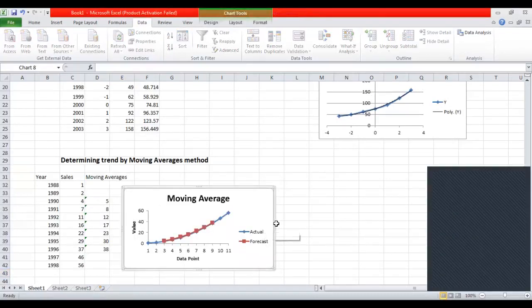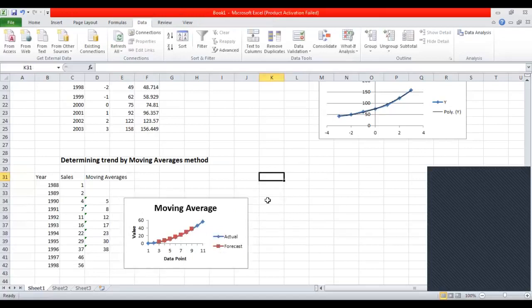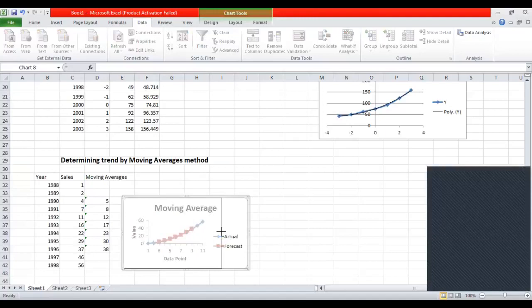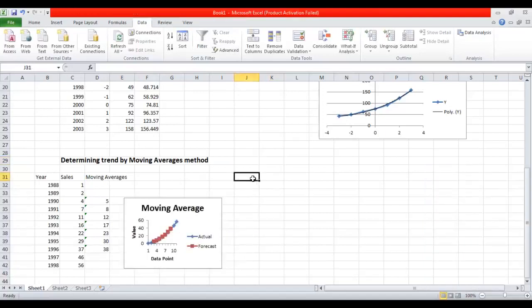Now we'll see the question based on an even number for the period of moving average. I'll write one more question. So note down the X and Y, these years and these sales values. If you want, you can do it for the same question, or you can make it another question.